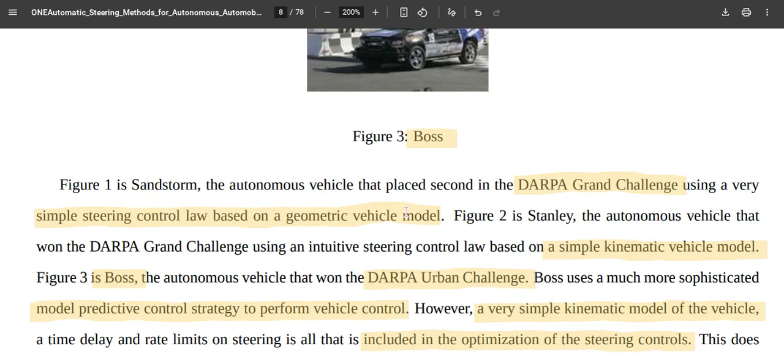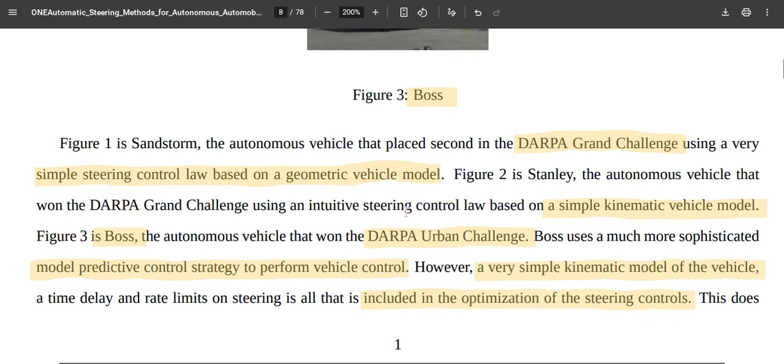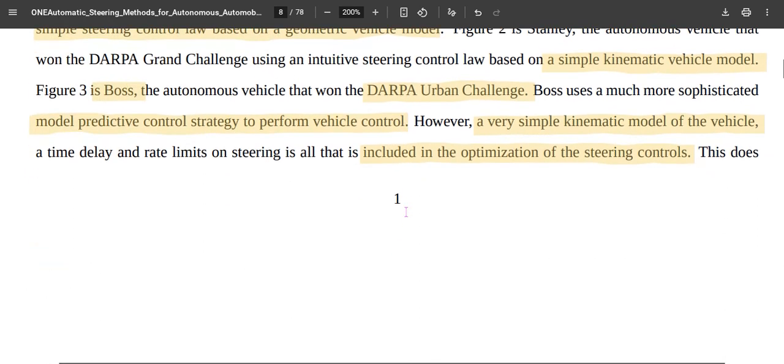For example, Sandstorm used a simple steering controller based on a geometric vehicle model. Stanley, a vehicle from Stanford University, used a simple kinematic vehicle model during the Grand Challenge, called the Stanley method. And Boss used model predictive control strategies to perform vehicle control. But although they used computationally expensive model predictive control, the mathematical model included in the optimization of the steering controls was a very simple kinematic model of the vehicle.